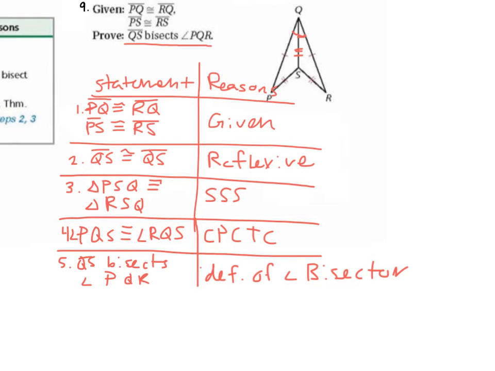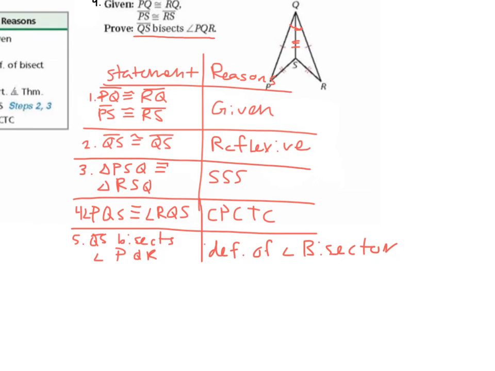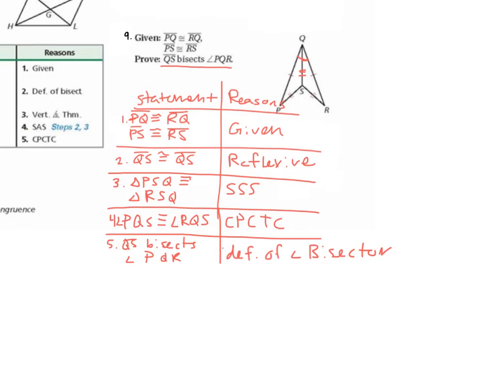Remember, definitions are biconditional. So if we have that two angles are congruent, we know that the line is bisecting them. And the same thing works the other way. If a line's bisecting, then we have two pairs of congruent angles. So definitions work both ways. So the definition of angle bisector is what we're going to use in step 5. So we wrote what we're trying to prove. Are we done? Yes. So this is number 9.